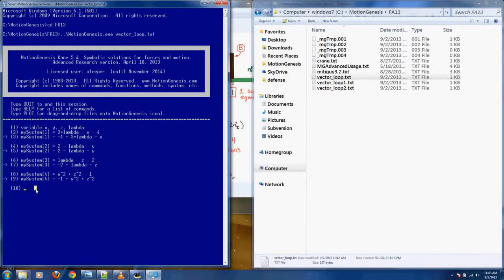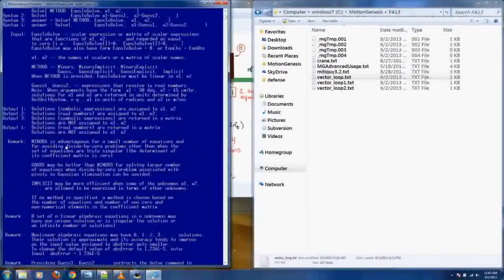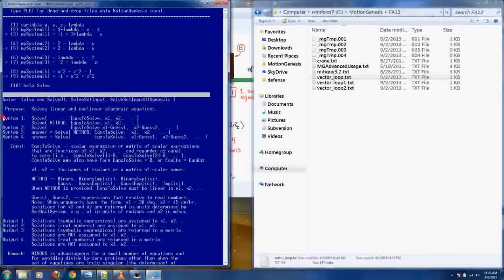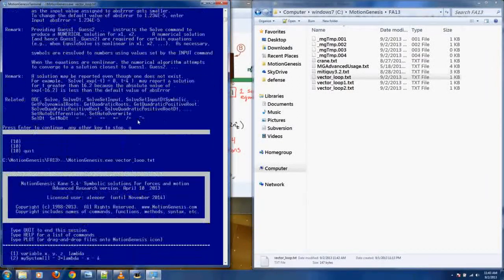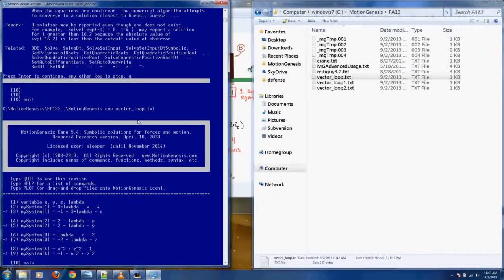Sometimes at this point it's nice to proceed interactively if you're not sure what to do next. What we want to do is solve the system of equations. So let's see if MotionGenesis has a solve command. And indeed it does. If we look here at the syntax lines, we can see that there are several different ways to call solve, but they all basically take a set of equations to solve and then some information about what variables to solve for. So if we run our program again, here we can proceed interactively and type solve my system and then say that I want x, y, z, and lambda.